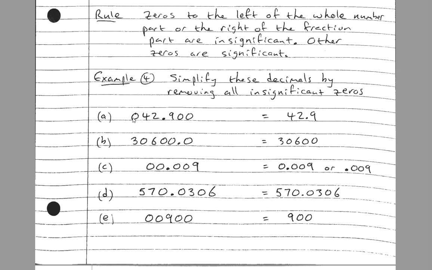Okay, and just an example here. Simplify these decimals by removing all insignificant zeros. All right, so this zero, it's to the left of the whole number part. These two are to the right of the fraction part. So get rid of them.